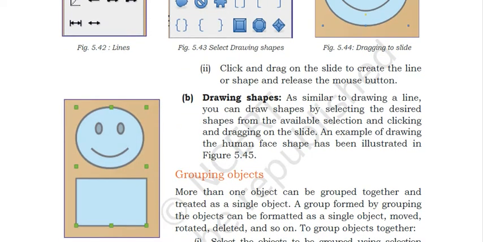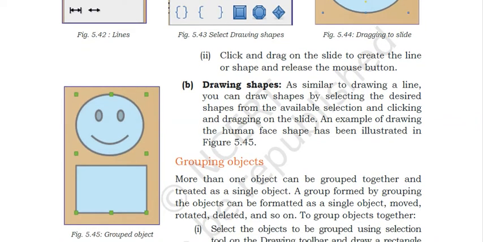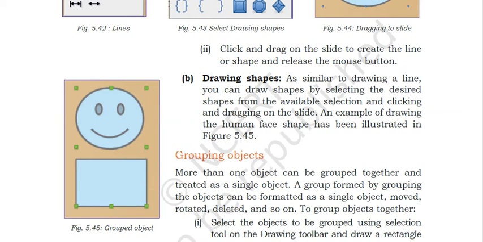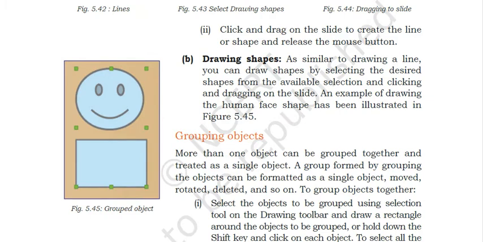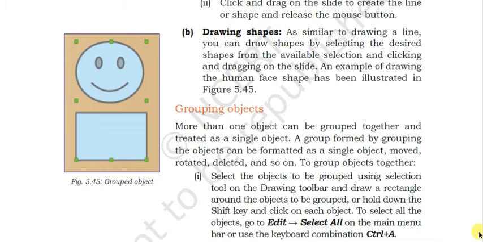Now, if you have more than one graphical object in your slide, you may need to group them so that whichever action you want to perform is performed on all those icons together. So more than one object can be grouped together, and then they will be treated as a single object. A group formed by grouping the objects can be formatted as a single object. It can be moved, rotated, deleted as one unit. Okay. So how will you do it?